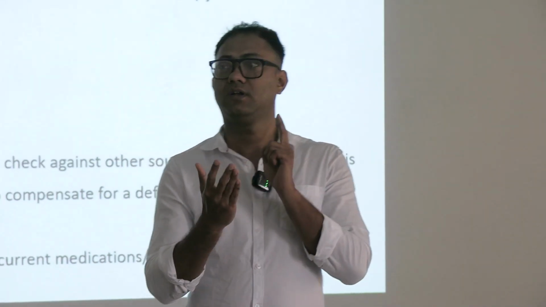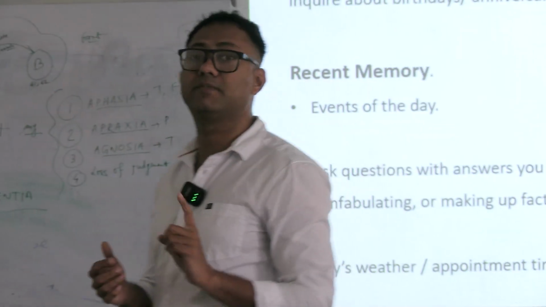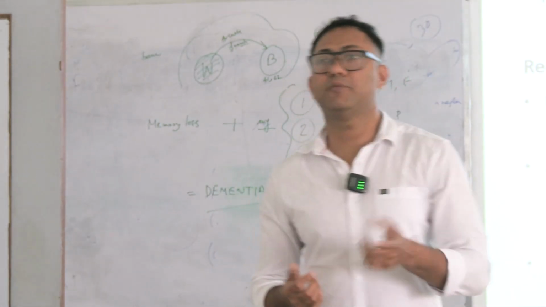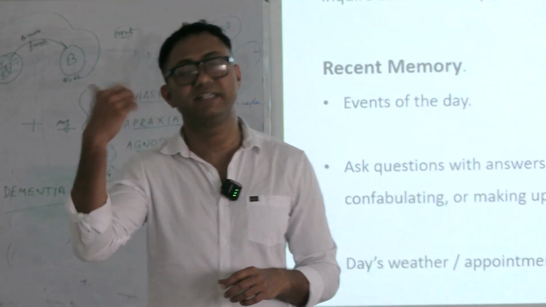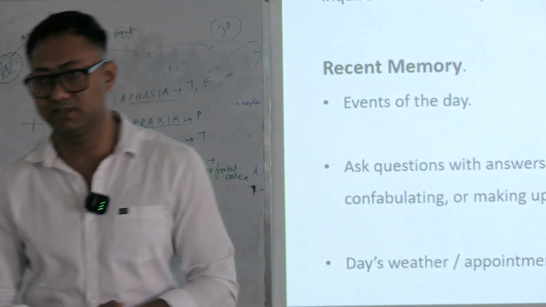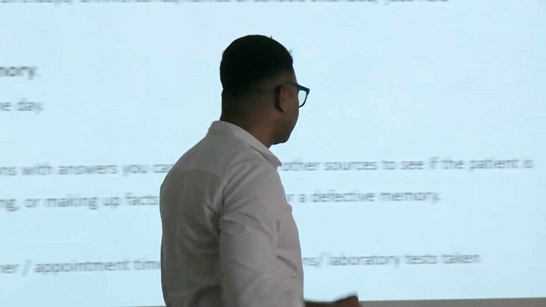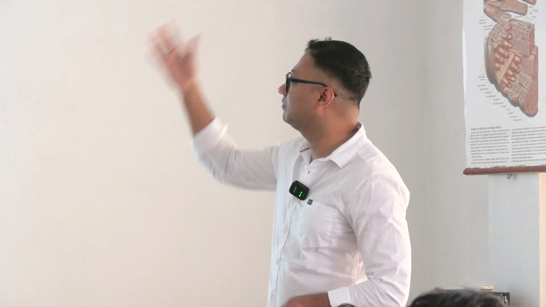So from where do you retrieve immediate memory? RAS, the reticular activating system. Where is recent memory retrieved from? The hippocampus. Where is long term memory retrieved from? The neocortex. Very important MCQ for NEET PG, it comes every alternate year. Now you will check remote memory and recent memory, events of the day. For remote memory we can ask birthday, anniversaries, name of the school attended, jobs held. These are the things you can ask.